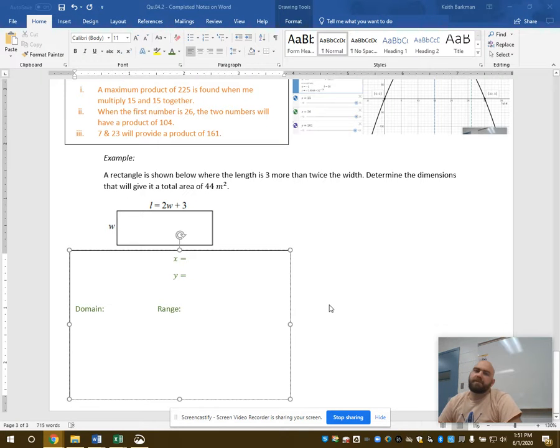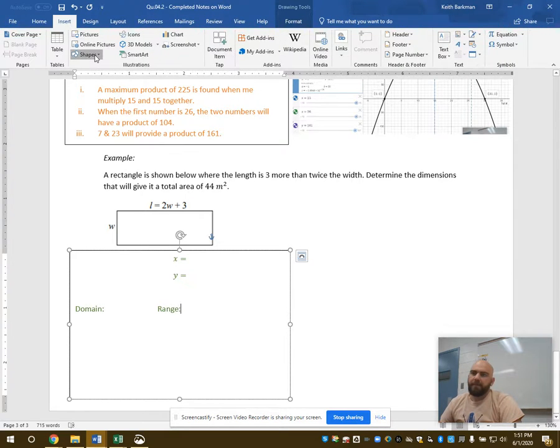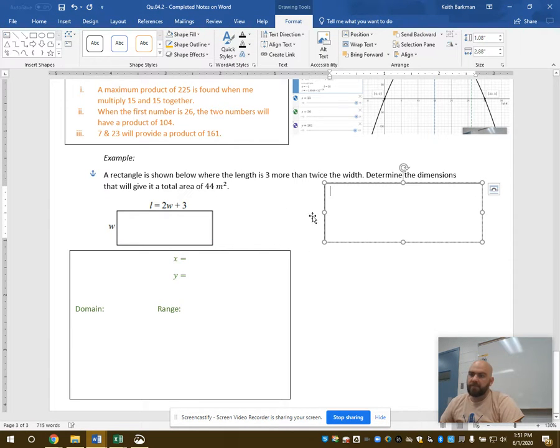This last example has a little bit of a trick to it that we're going to have to understand, and I'm going to go through that little trick with you on the side. But all it really deals with is basic measurement. We're told that a rectangle is shown which has a length that is 3 more than twice the width. So the length is 2w plus 3. The width is just the width, so width right here represents w.